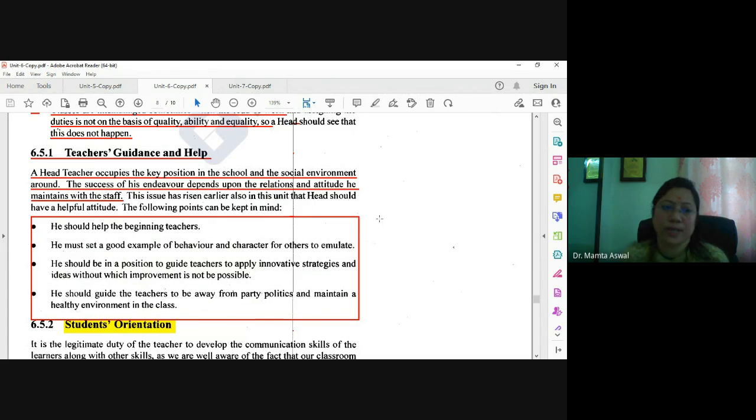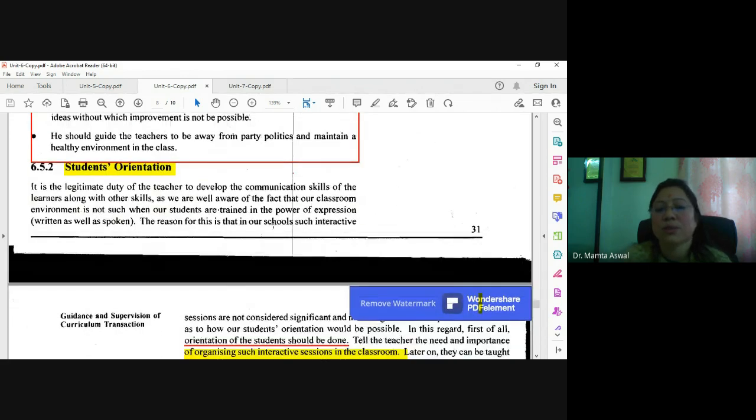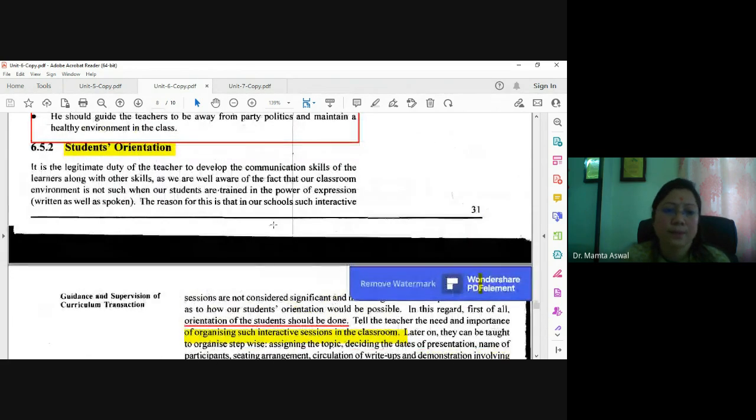It's a duty of the head teacher. He could provide help on how to use ICT, and help them with how to teach and what methods to use. He or she must tell them how to maintain discipline and many other things, what strategies could be implemented, how to develop a classroom environment, etc. So everything can be done. Then student orientation. It's important that students are oriented from time to time.